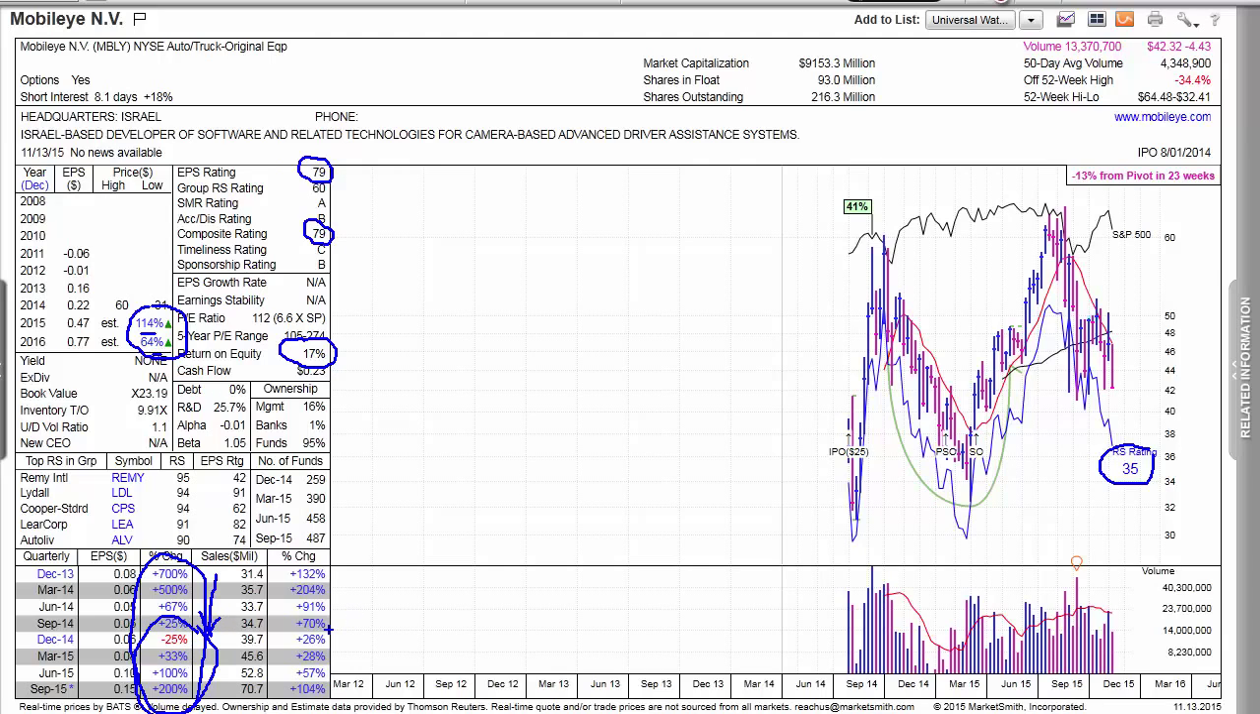Over that same period of time, revenues have increased 26%, 28%, 57%, and 104%. We're seeing accelerating revenues and accelerating earnings. Let's flip over and take a look at the daily chart on Mobileye.